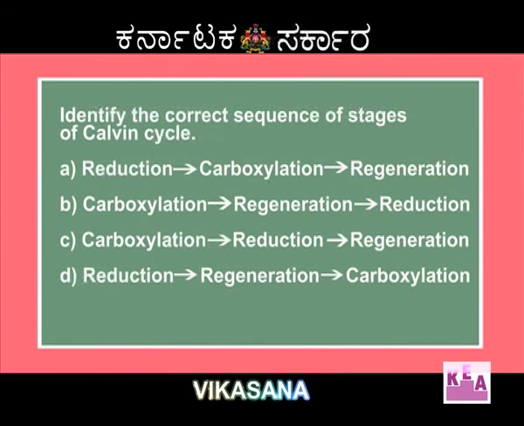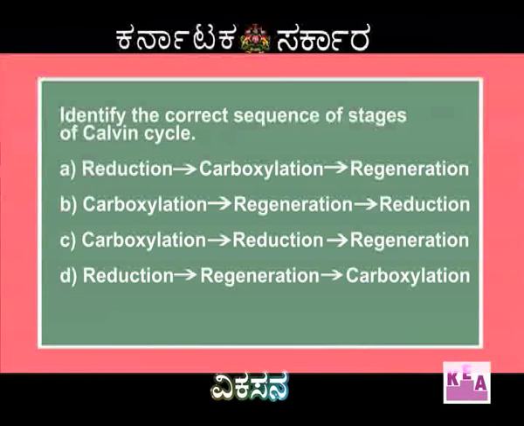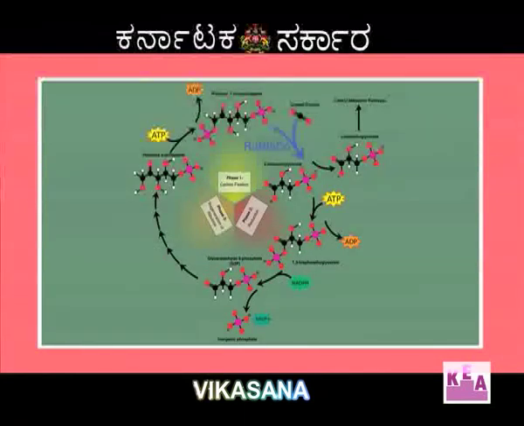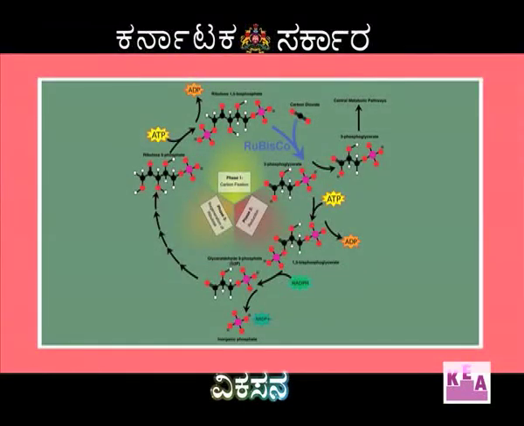Next question is, identify the correct sequence of stages of Calvin cycle. Option A, reduction, carboxylation, regeneration. Option B, carboxylation, regeneration, reduction. Option C, carboxylation, reduction, regeneration. Option D, reduction, regeneration and carboxylation. Now students, I want you to recall the Calvin cycle.